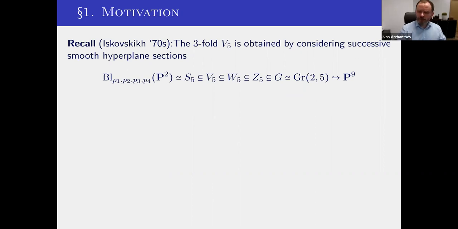Sorry, I didn't understand the construction. So the Grassmannian has dimension 6, right? Yes. Our first section, which is denoted by the letter Z, is one hyperplane section, it has dimension 5. Then W has dimension 4. And then B has dimension 3. And then you take the blow-up of the surface.